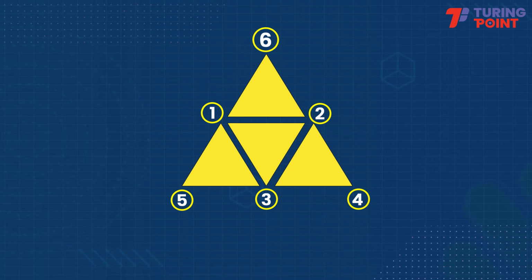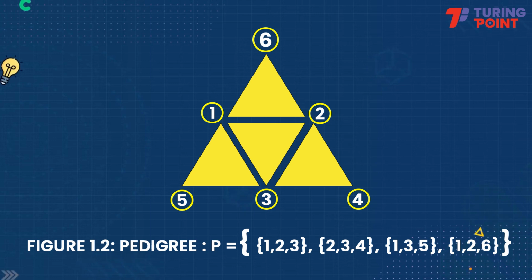Okay, to quick start, let's look at the solution for B. We have 1, 2, 3, and we also have 2, 3, 4. So the 2, 3 is a common edge. So we do have a pedigree for 4. Now 1, 3, 5 is another triangle that we have. So 1, 3 is common between 1, 2, 3 and 1, 3, 5. So that also now gives you a pedigree for 5. Finally, 1, 2, 6. 1, 2 is the common edge. So we do have a pedigree for 6.